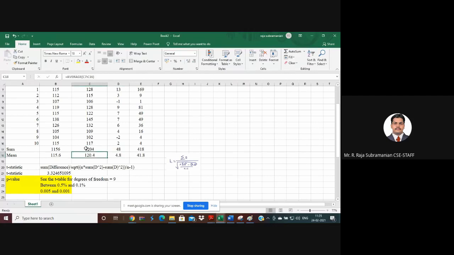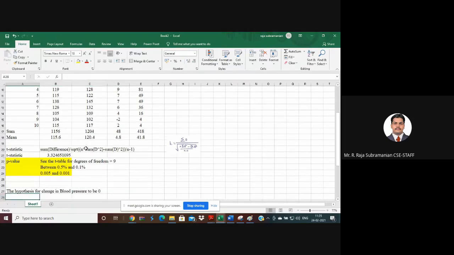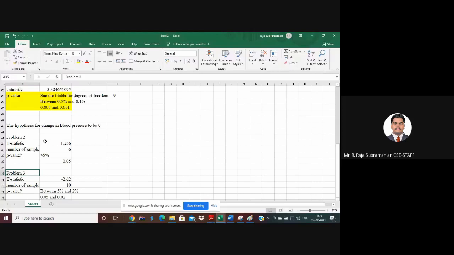Now coming to here, let me say one more time. For example, for this particular t statistic of 1.256, the number of samples here is 6. For these 6 samples, I know that there is going to be some deviation between the observed and the expected values, and the strength of that deviation is going to be something like 1.256. And the probability for that deviation to happen is 0.05, right?